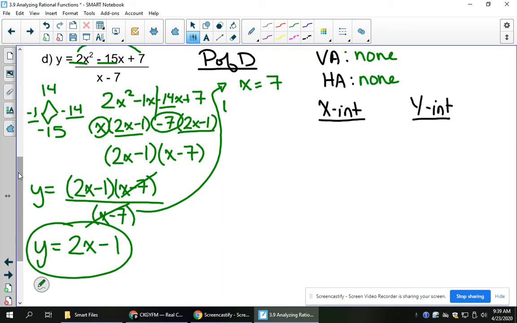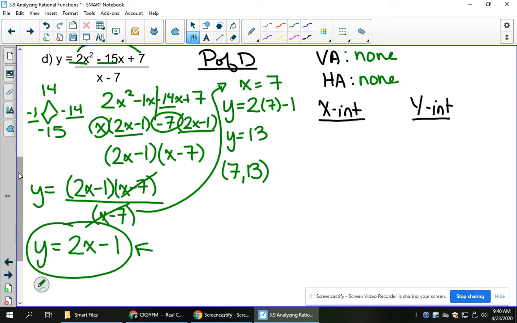Let's finish finding the y value here. 2 times x minus 1 is my equation down here. So the y value will be 14 minus 1. So if I try and find the point 7, 13 on my calculator, it's going to not exist. It's a hole in the graph called a point of discontinuity.